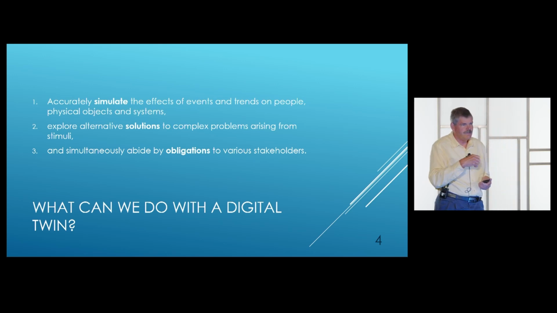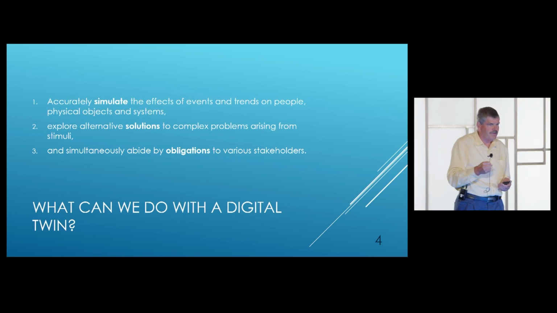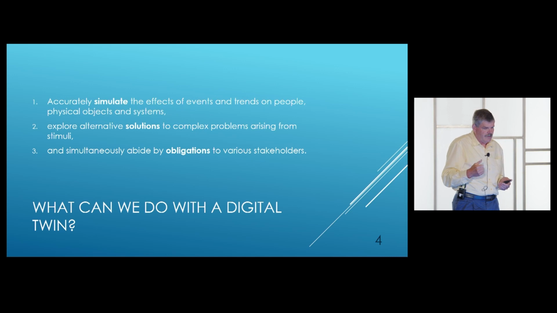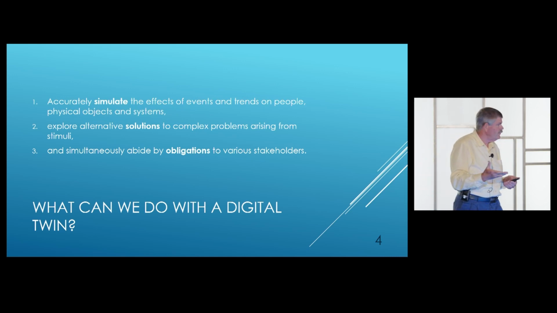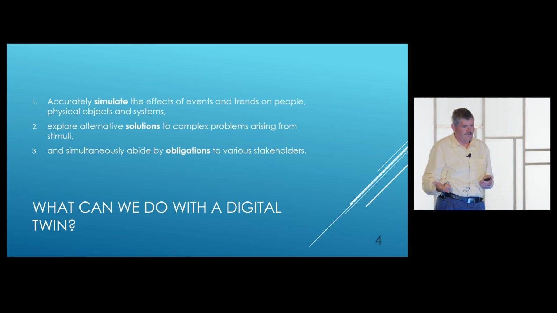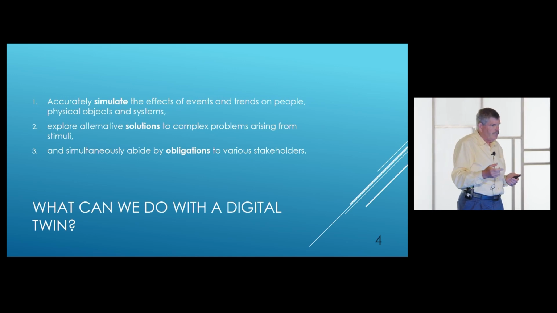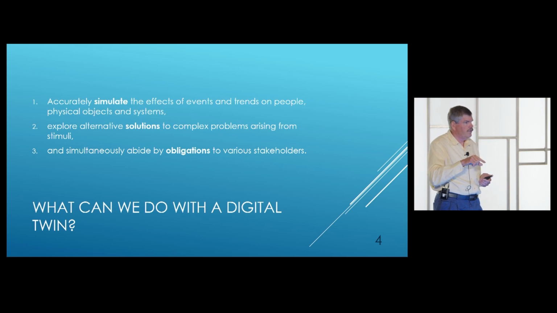If you leave this little session with three things, just remember these three things. These are the three things that we can do with a digital twin. We can simulate the effects of events and trends, and that includes people, physical objects, and systems. We can explore alternative solutions to complex problems, and those complex problems can be beyond human comprehension, and I'll explain that in just a little while.